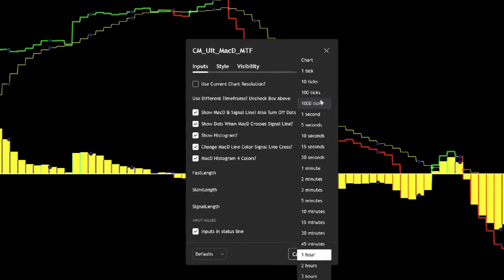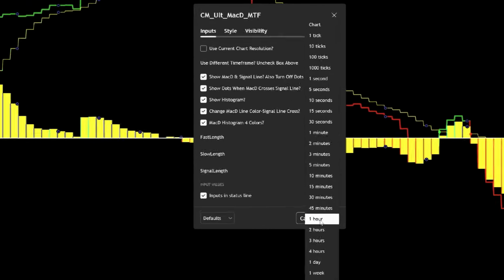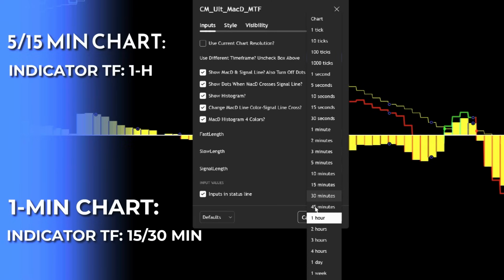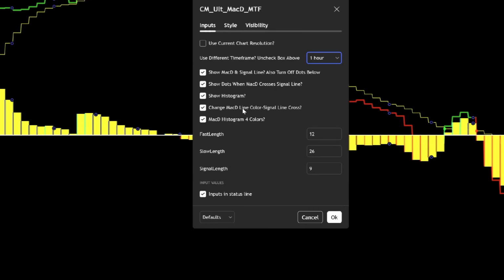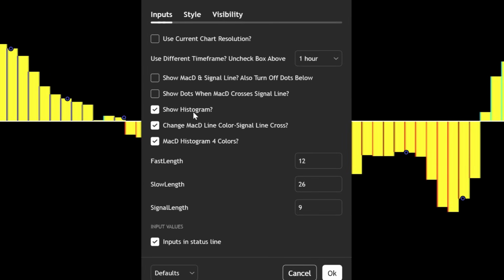Then, for the indicator time frame, this is key. If you're trading on the 5-minute or 15-minute chart, set this to 1 hour. This gives that bigger picture momentum view while still trading the smaller moves. If you're scalping on the 1-minute chart, setting this to 15 minutes or 30 minutes works well. Next, we're changing the length. Change the fast length from 12 to 45 and change the slow length from 26 to 90. We're flipping these around a bit to really smooth out the signal and show the longer term momentum clearly.